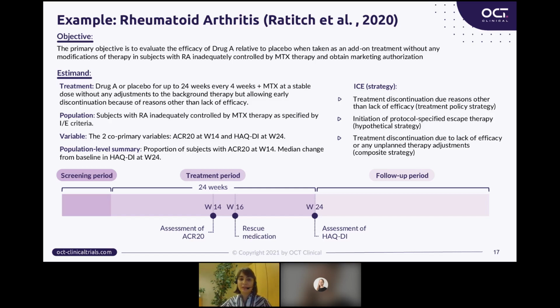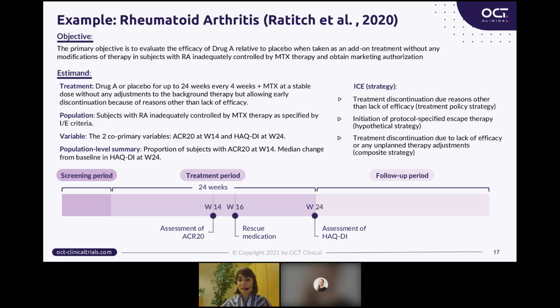The third is treatment discontinuation for lack of efficacy or initiation of any other therapy adjustments. Subjects with these intercurrent events will be considered treatment failures after the start of such treatment changes. Therefore, the composite strategy will be used.